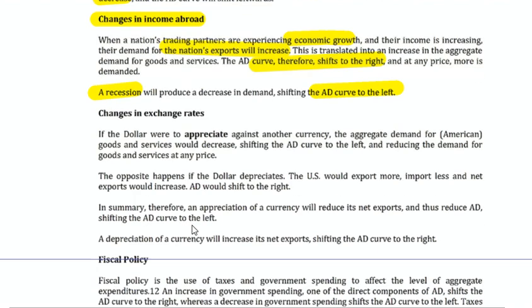Changes in exchange rates. What does that do? If the dollar, let's say, for example, appreciates against another, the dollar becomes stronger.